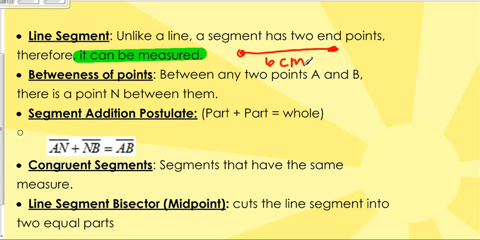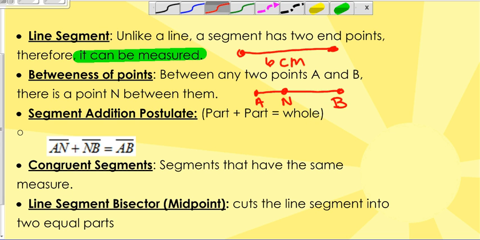This betweenness of points is telling us that between any 2 points, there is always some other point. So here I've got A and B on my line segment, and I can put an N there. There is something between them, because a line segment, a line, and a ray are all made up of points.